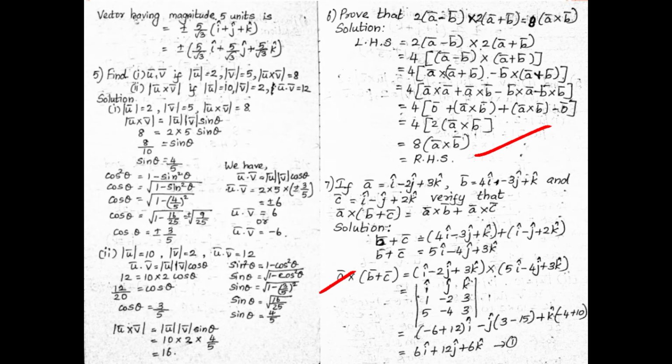Seventh problem, if a vector is equal to i minus 2j plus 3k vector, b vector is equal to 4i minus 3j plus k, and c vector is equal to i minus j plus 2k. Verify that a vector cross b vector plus c vector is equal to a vector cross b plus a vector cross c. Okay, so first we will find out b vector plus c vector, and then find out a vector cross b vector plus c vector.